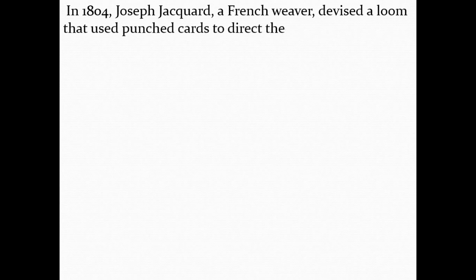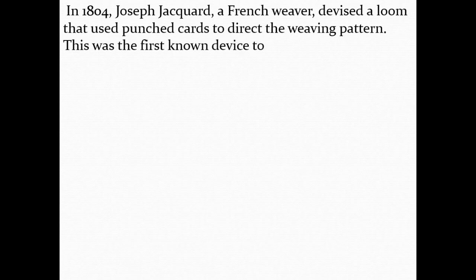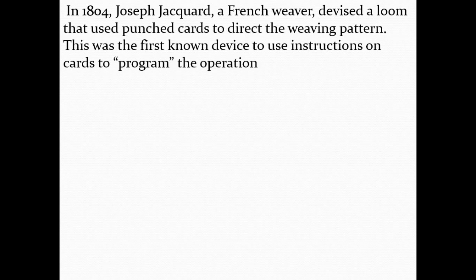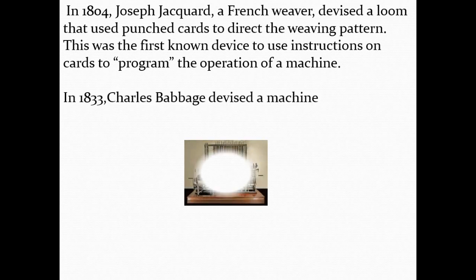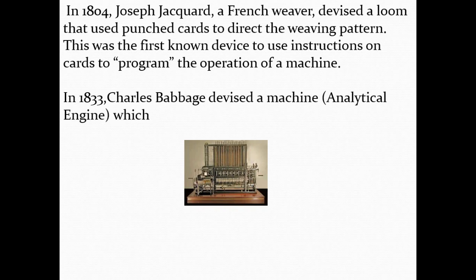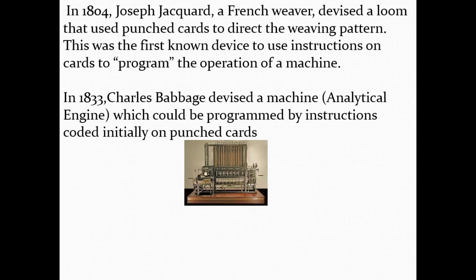In 1804, Joseph Jacquard, a French weaver, devised a loom that used punch cards to direct the weaving pattern. This was the first known device to use instructions on cards to program the operation of a machine. In 1833, Charles Babbage devised a machine called the analytical engine, which could be programmed by instructions coded initially on punch cards and then stored internally.